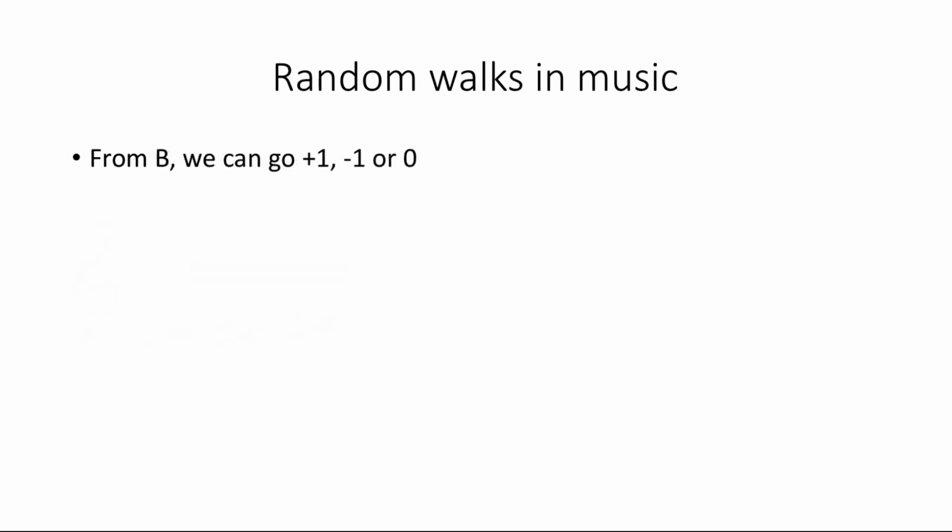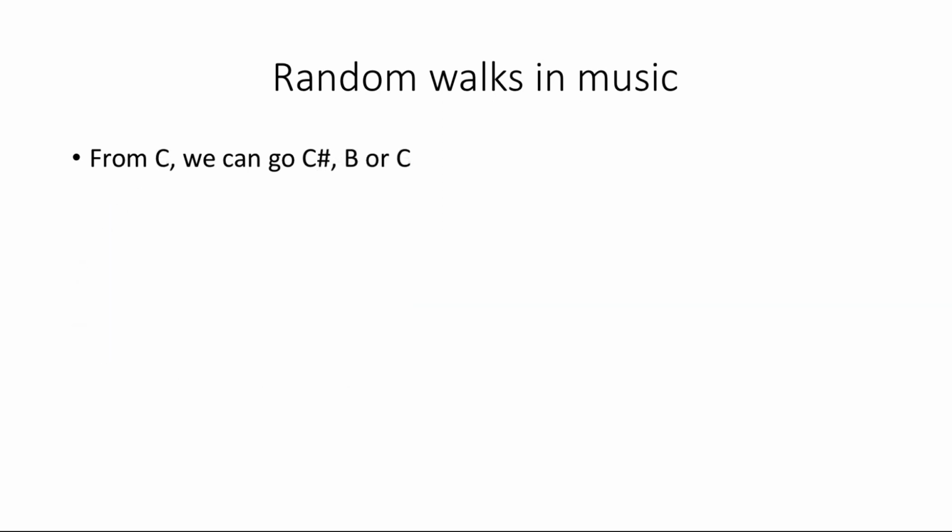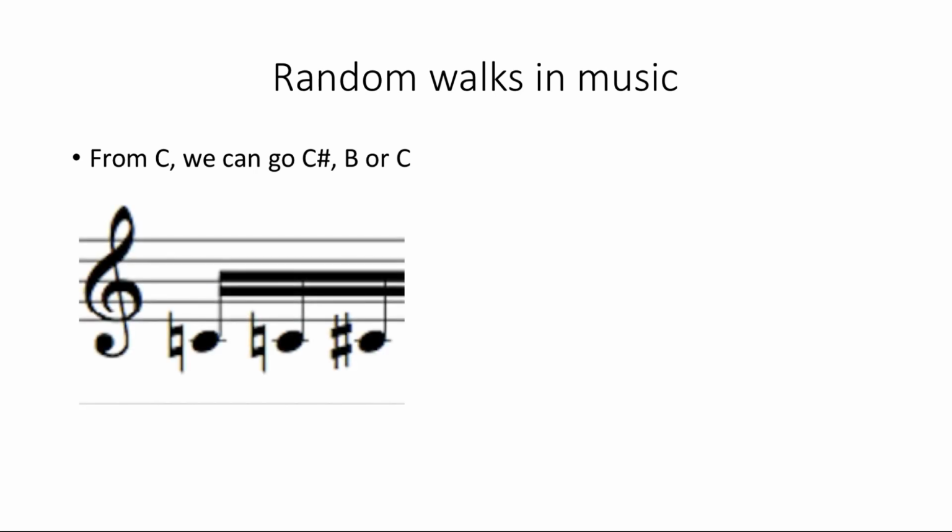From B, we can also go +1, -1, or 0, so C, A sharp, or B. Let's go with B. And from C, we can go +1, -1, or 0. So C sharp, B, or C. Let's go with C sharp.